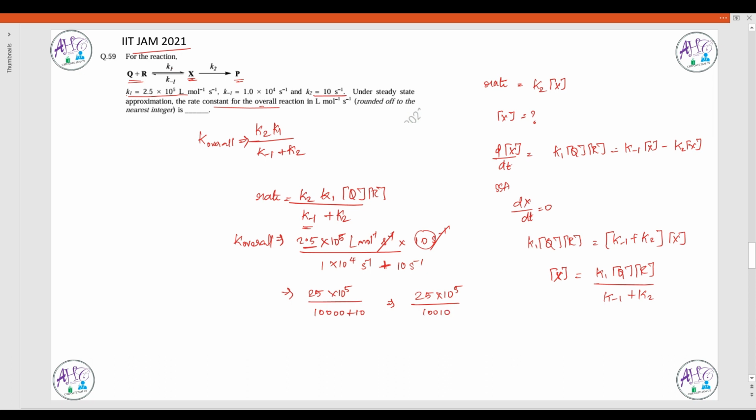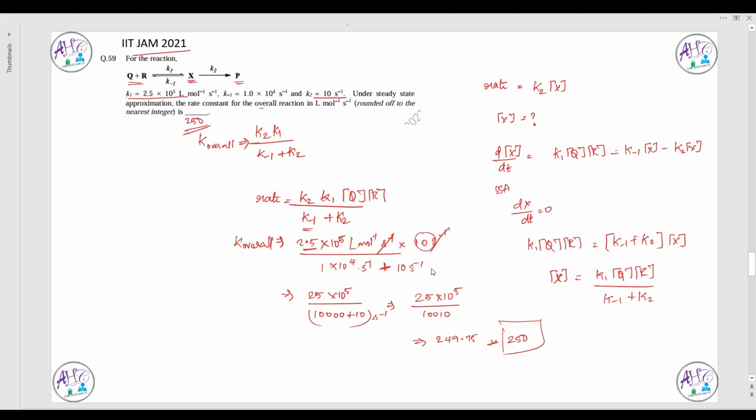10,010. So if you solve this, you will get the value somewhere around 249.75, which is approximately equal to 250. So your answer is 250 liter mole inverse second inverse.